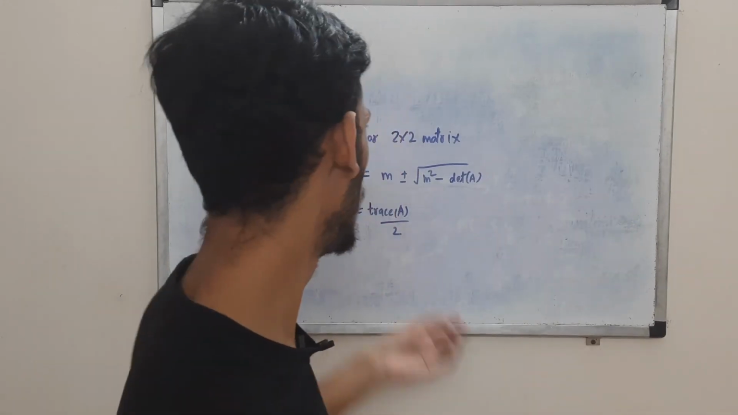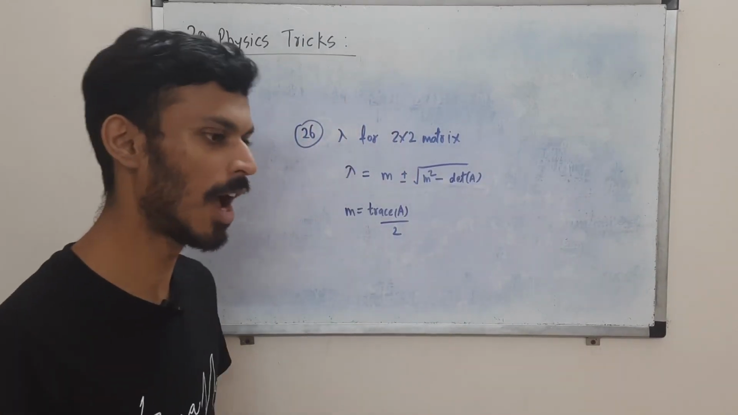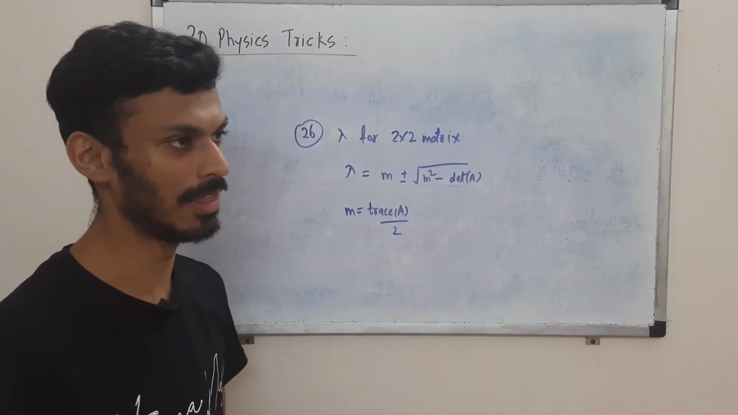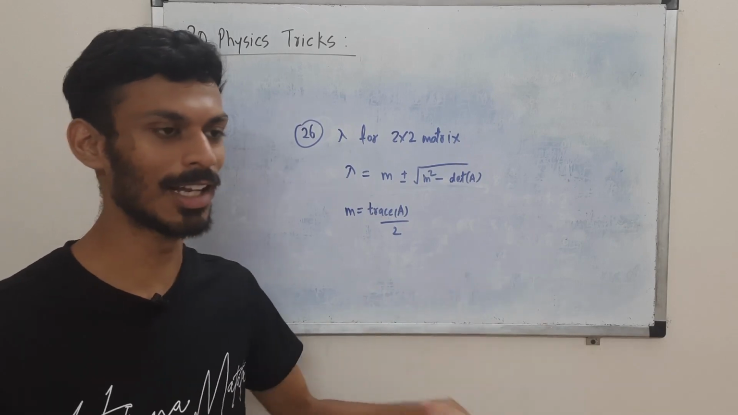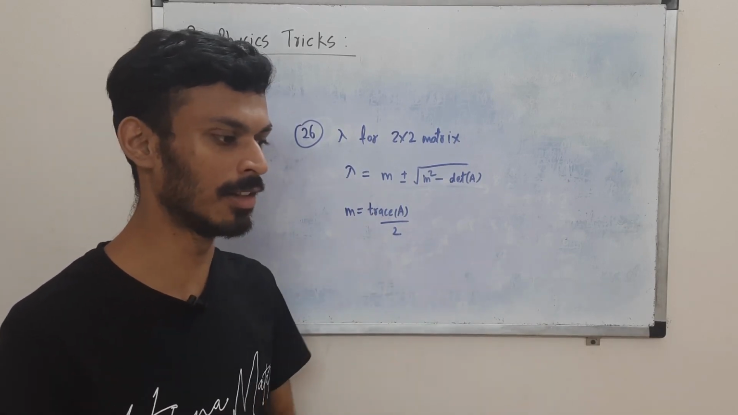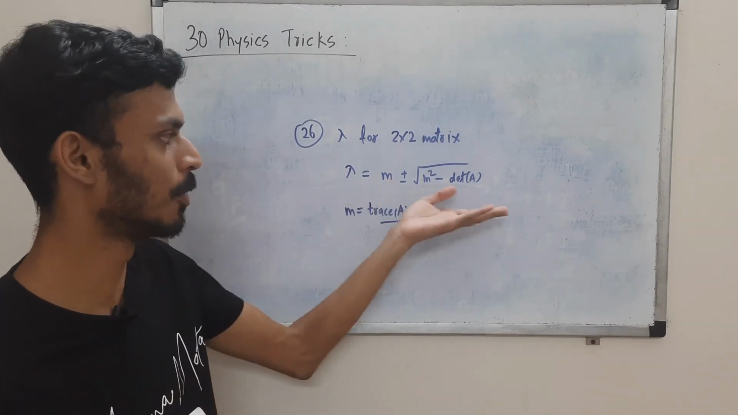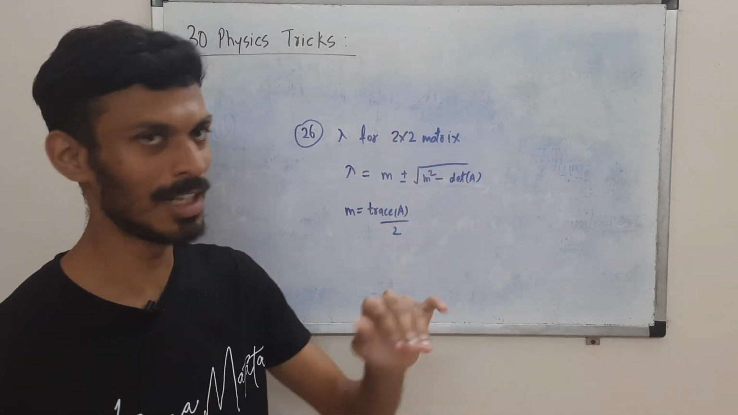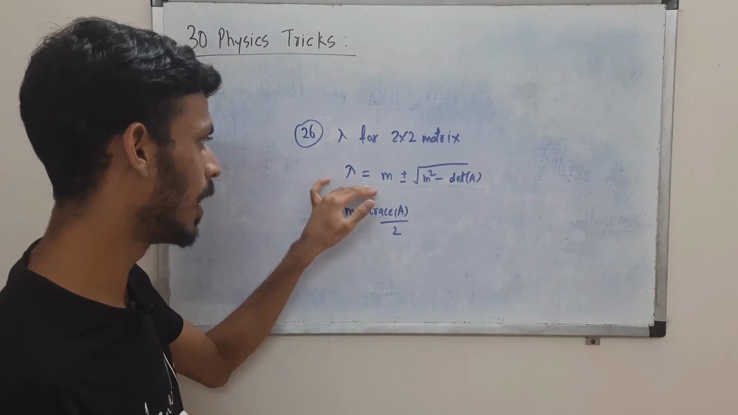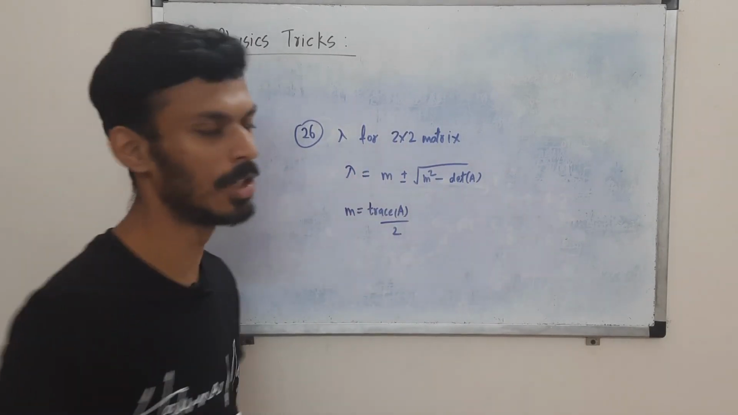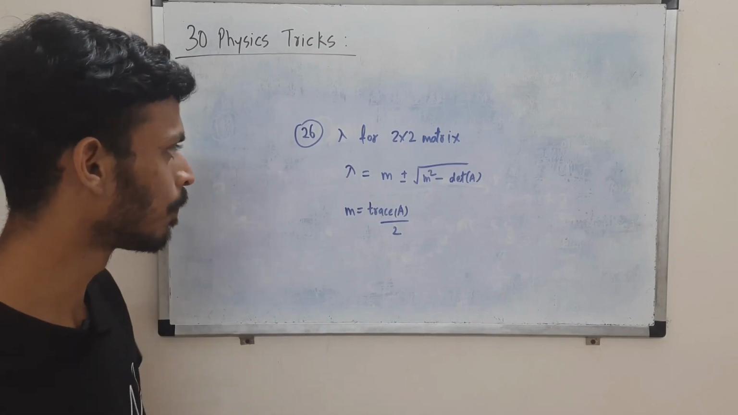26 is eigenvalues for 2 cross 2 matrix. So if you have a 2 cross 2 matrix, you don't need to do A minus lambda I and then equate it to 0, find the characteristic equation, and then solve the quadratic to find lambda, right. The simple formula that you can use over here, this is only valid for 2 cross 2, is lambda is m plus or minus under root m square minus determinant of that particular matrix, okay.